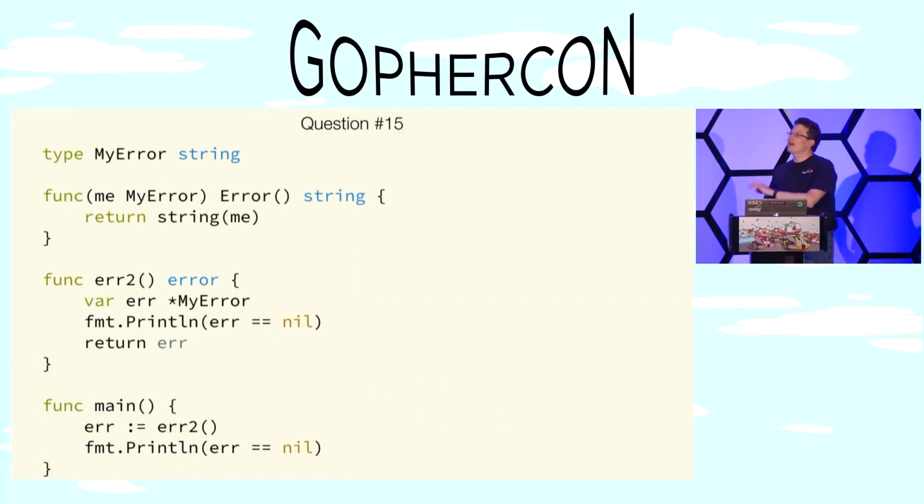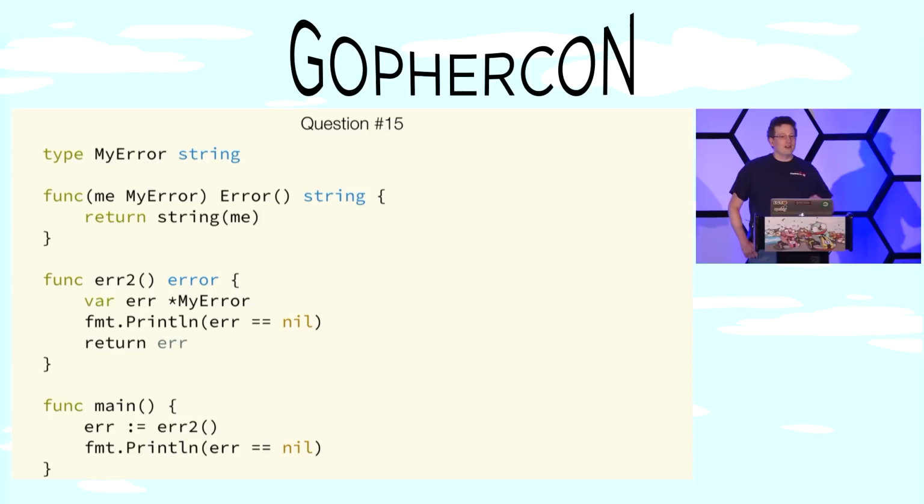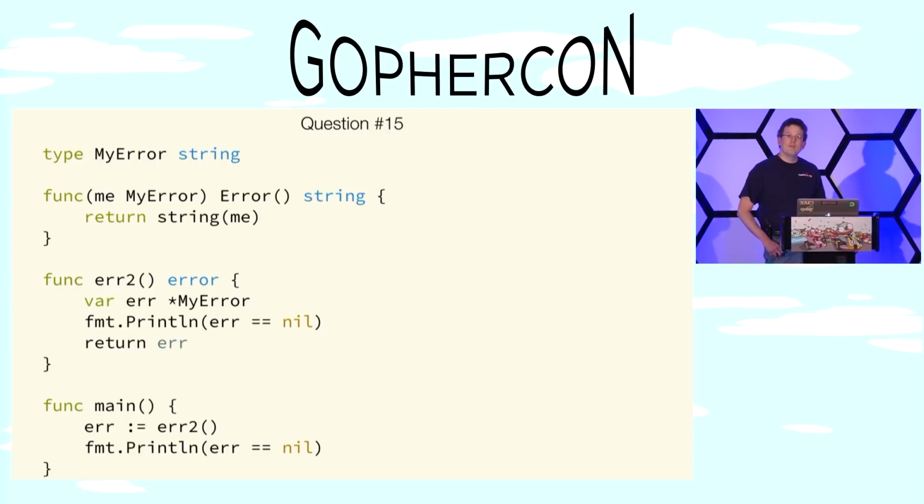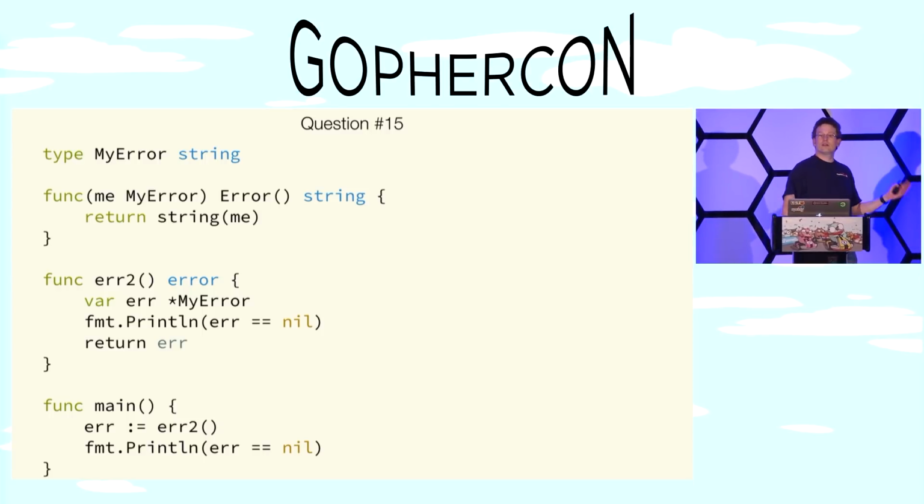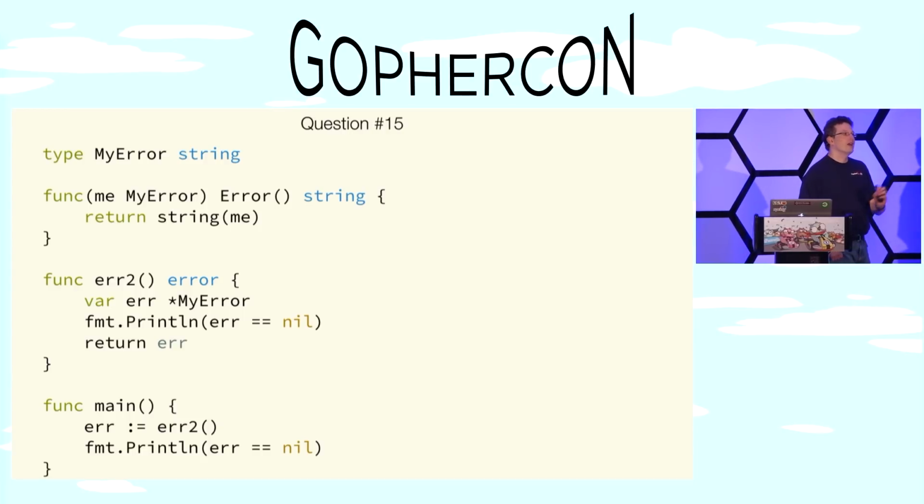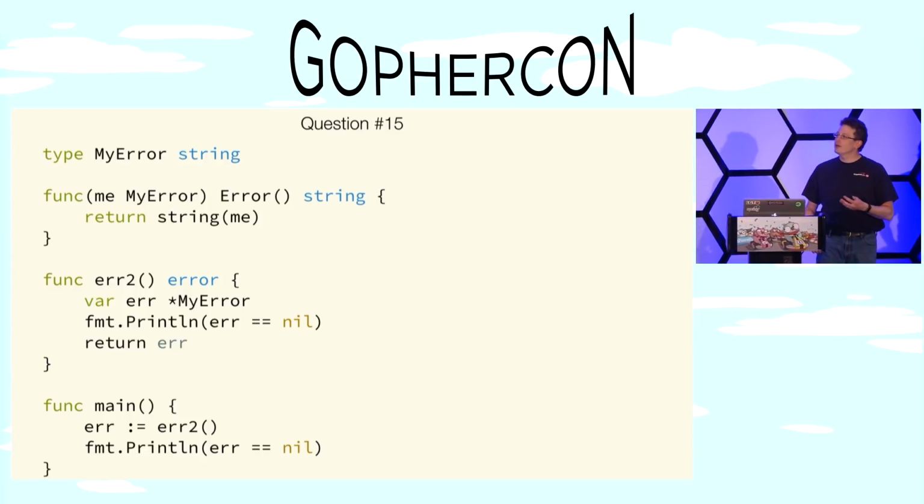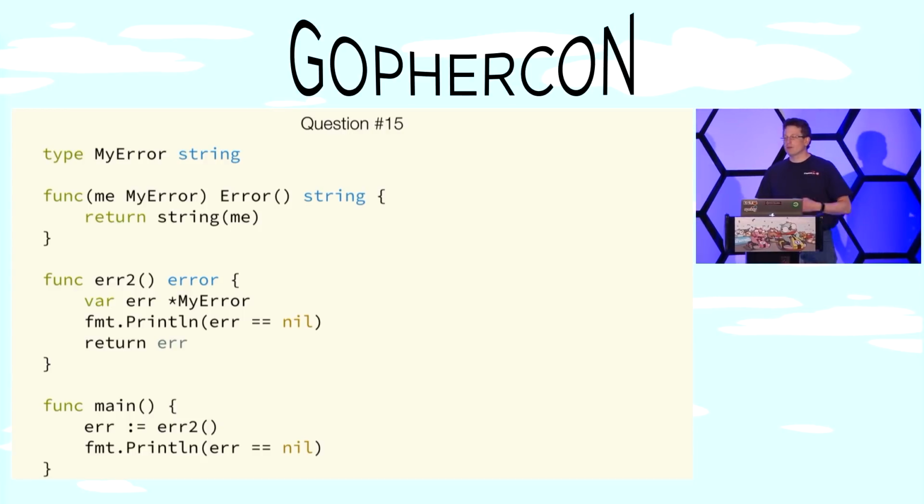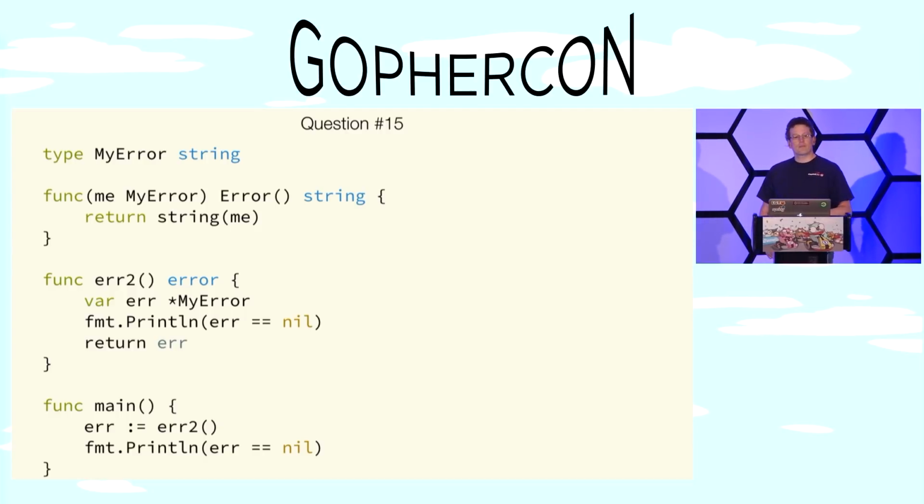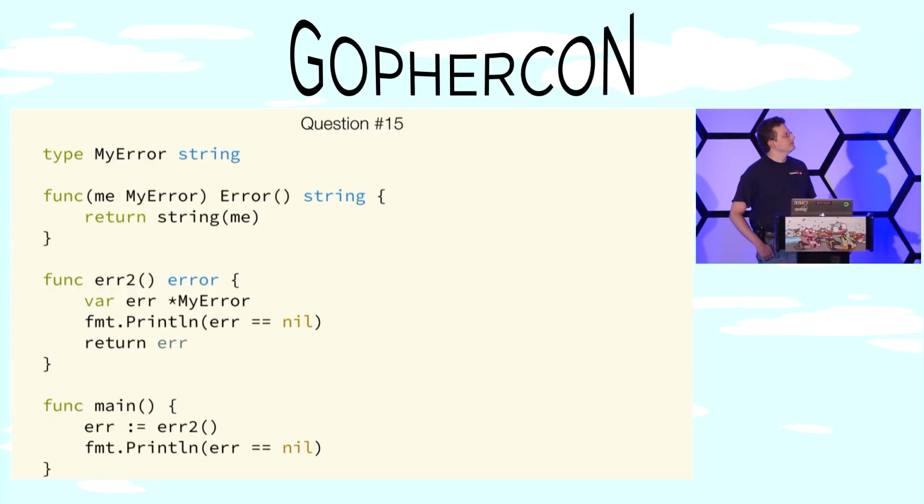So let's try something else. We're going to define another really simple type, myError, that implements the error interface. We're going to call error2, declare a variable error of type pointer to myError, print out if it's nil, return it, and then back in main, we'll print out if the returned value is nil. So what is this code going to do?